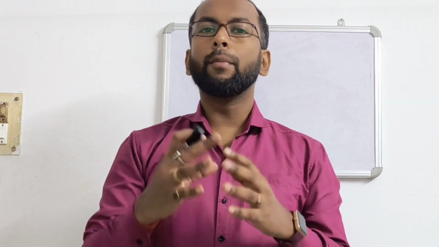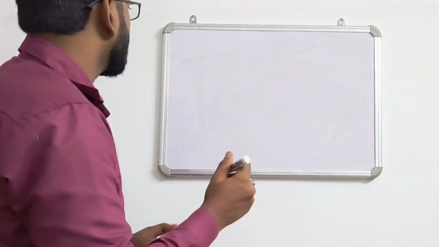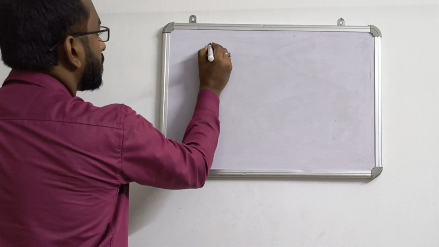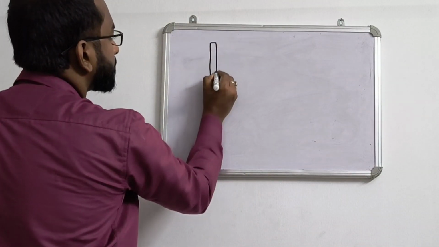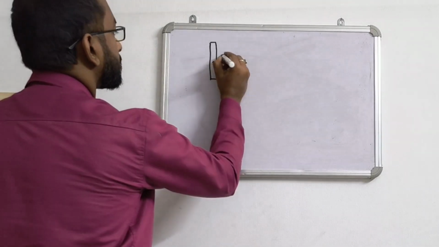Today's topic is combined motion. Combined motion means one body will have translational motion as well as rotational motion. Let's see. Suppose this is a body, its center of mass is at the middle point. So this is the center of mass.